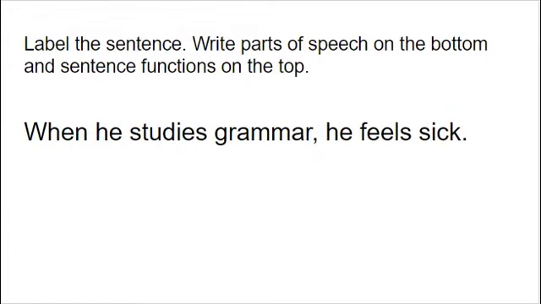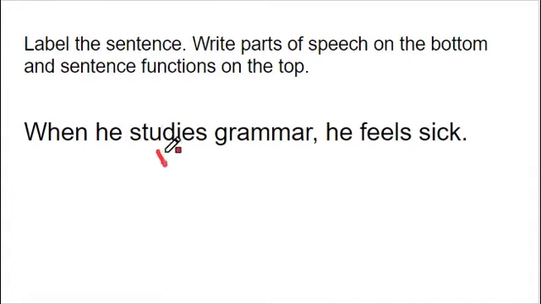Now take a look at this. We've got the exact same sentence, but we flipped the parts here. So the question is, if this when has been flipped over here, when he studies grammar, he still feels sick, is that still a joining word? It is. It's easier to think of it being a joining word when it sits in the middle between the two sentences, but either way it works. Either way, we've got the same thing going on here.